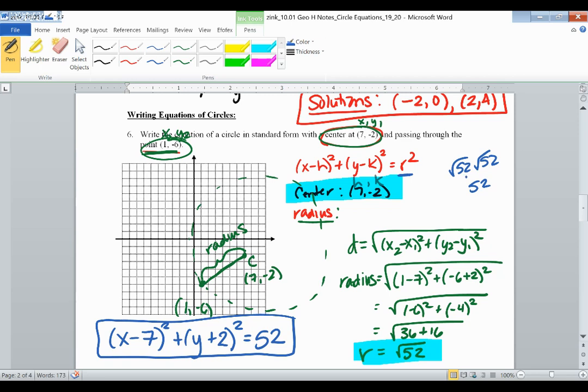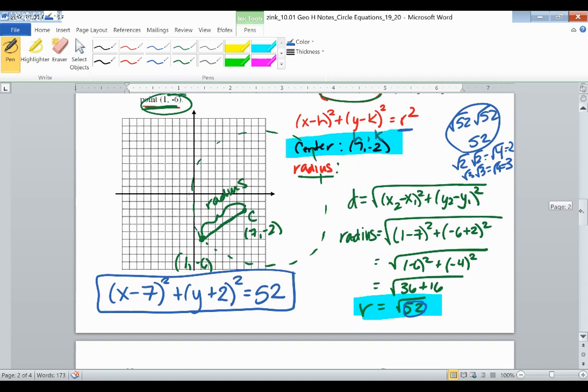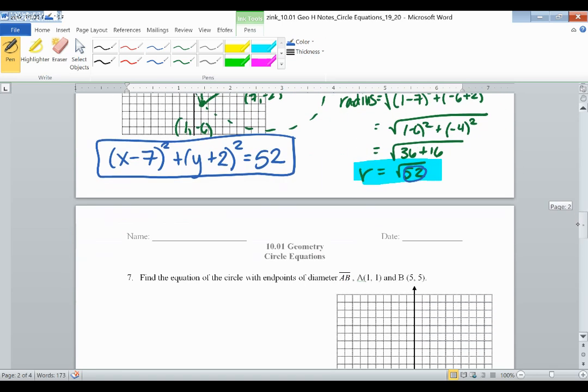Because remember, and the reason for this, if you did rad 2 times rad 2, that gives you rad 4, which is 2. Rad 3 times rad 3, that's rad 9, which is 3. So it always works out that when you multiply a radical by itself, you get whatever's underneath the radical. And that's our equation in standard form.